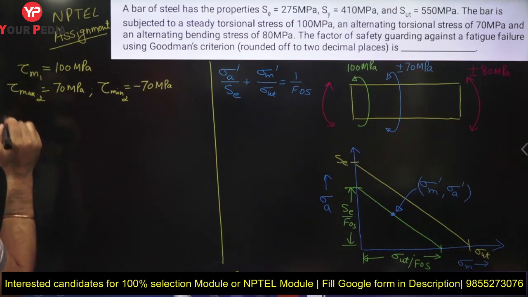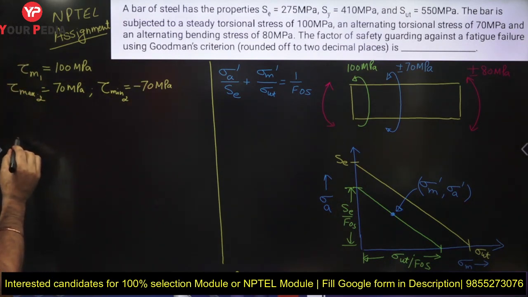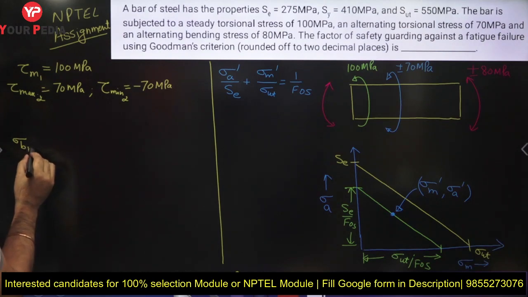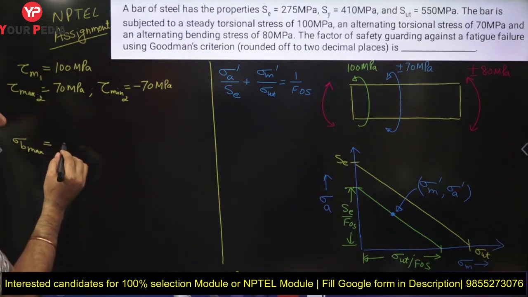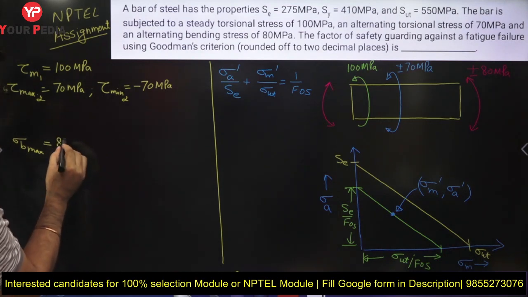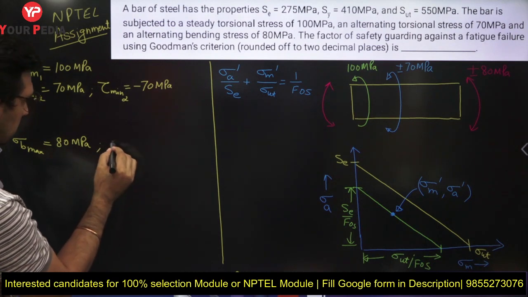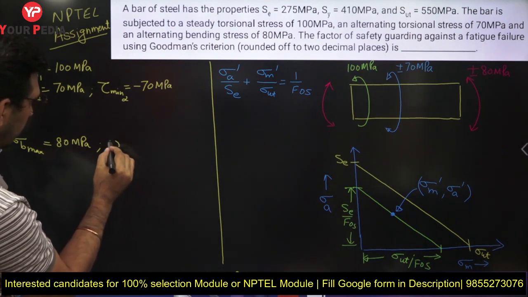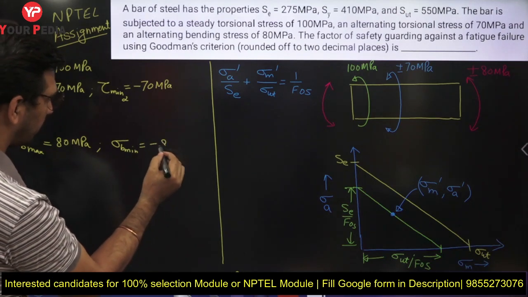In addition to it, I am also having another stress called bending, right? And bending is also fluctuating. So can I say the maximum value of bending stress is 80 megapascal, and the minimum value of bending stress is minus 80 megapascal.